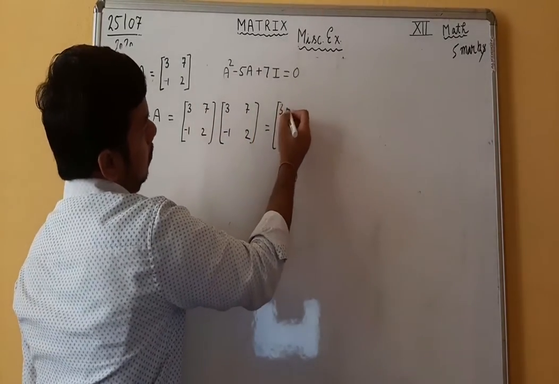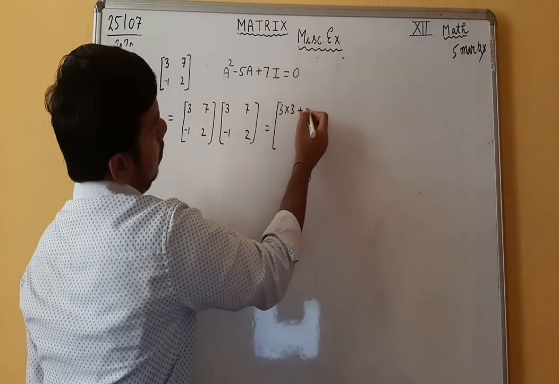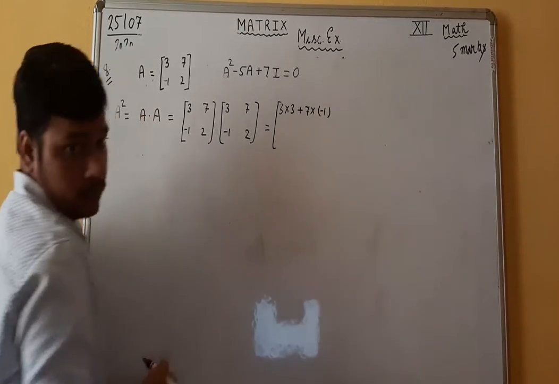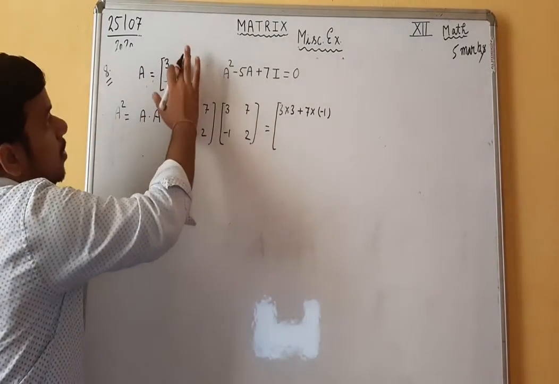First row, first column: 3 into 3 plus 7 into minus 1. This is not 7, this is 1.